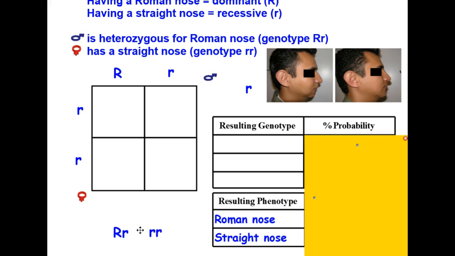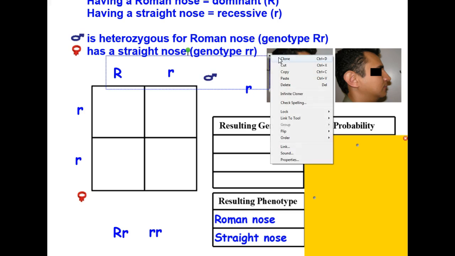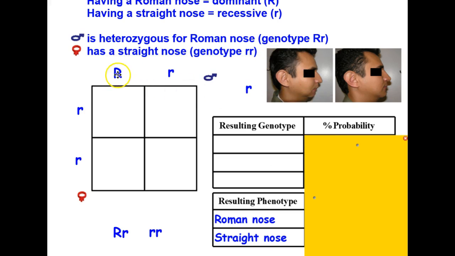Now let's take a look at the possibilities here. We have a big R crossed with a little r, so that would give us big R, little r for this offspring. Little r crossed with little r would give us little r, little r for this offspring. Big R with little r would give us big R, little r for this offspring. And little r, little r for this offspring.